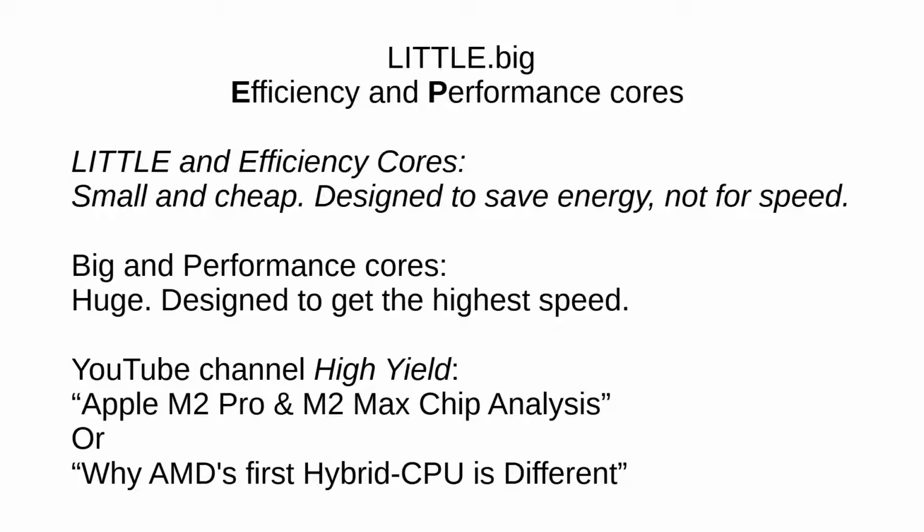Big and P cores on the other hand are huge. The production is more expensive. They are designed to get the highest speed. Software like FET is executed on a performance core by default. If you want to learn more about P and E cores, visit the YouTube channel from HiGield.